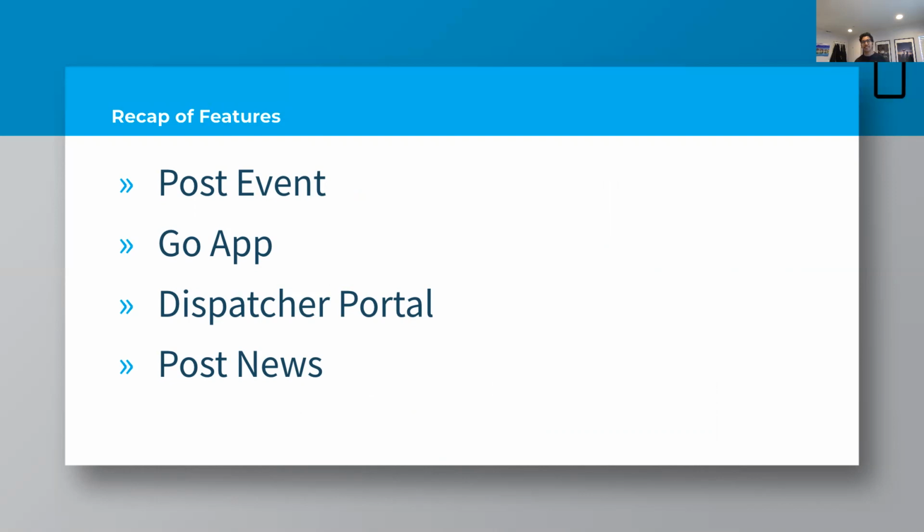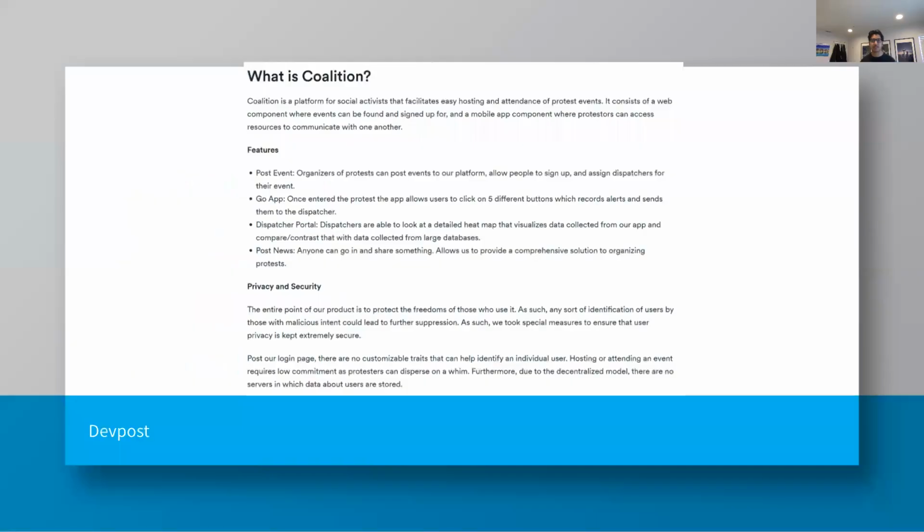Dispatchers are able to look at a detailed heat map that visualizes data collected from the app and compare and contrast this data with the collected large databases. And 4, posting news. Anyone can go in and share something. This allows them to provide a comprehensive solution to organizing protests.